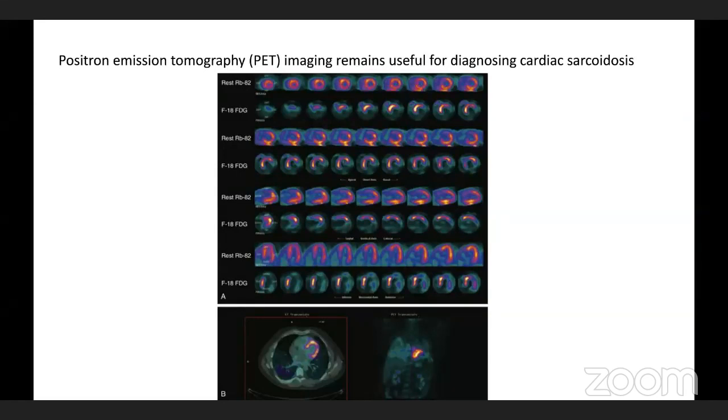In these two rows, we can see the intense uptake of fluorodeoxyglucose in these images. And here the perfusion is defective in the anterior part of the antero-septal part of the septum. In the lower image, this is the hybrid PET CT. It shows again increased uptake of fluorodeoxyglucose. The other myocardial cells do not take it up because they depend on free fatty acids for their metabolism.